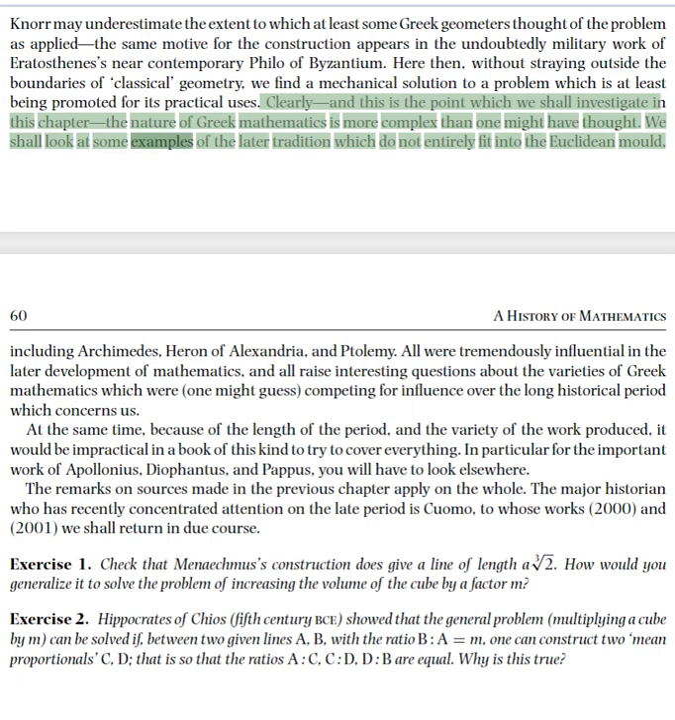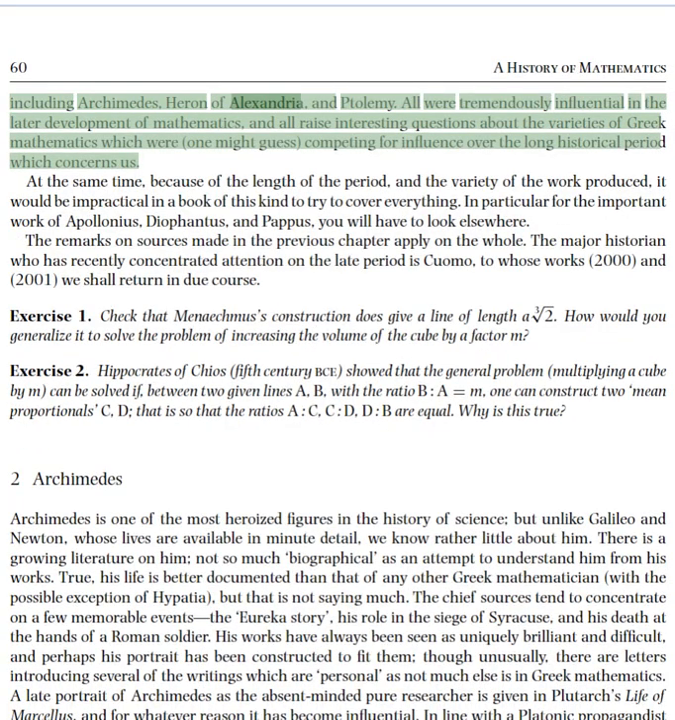We shall look at some examples of the later tradition which do not entirely fit into the Euclidean mold, including Archimedes, Heron of Alexandria, and Ptolemy. All were tremendously influential in the later development of mathematics, and all raise interesting questions about the varieties of Greek mathematics which were competing for influence over the long historical period which concerns us.